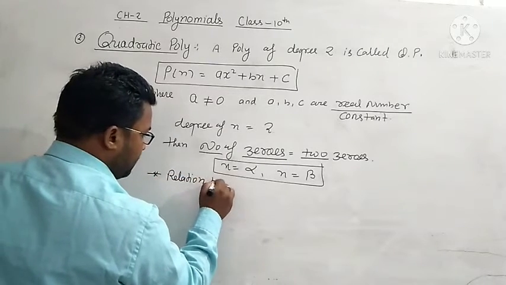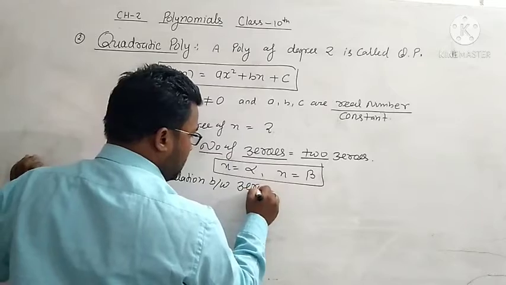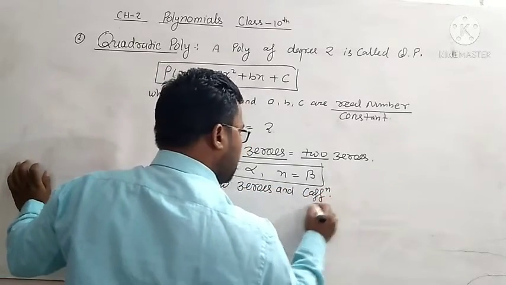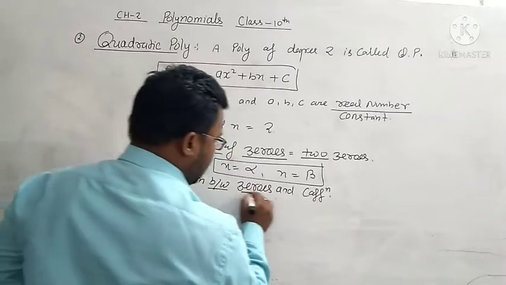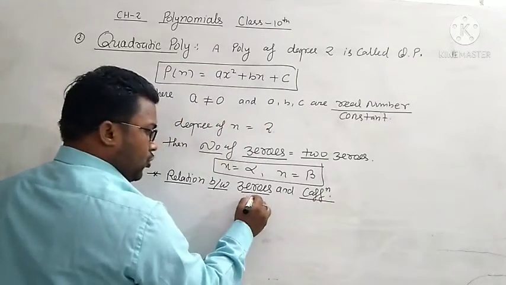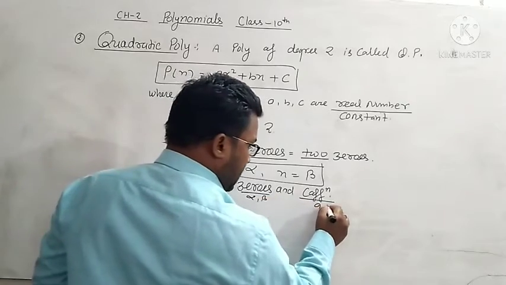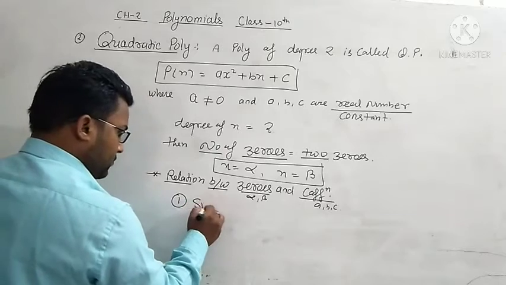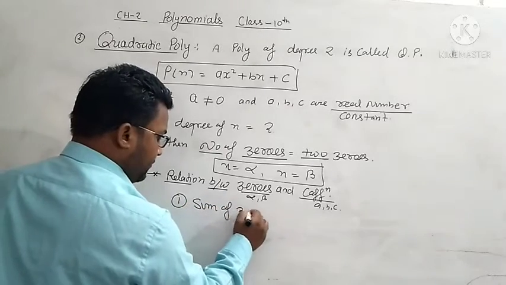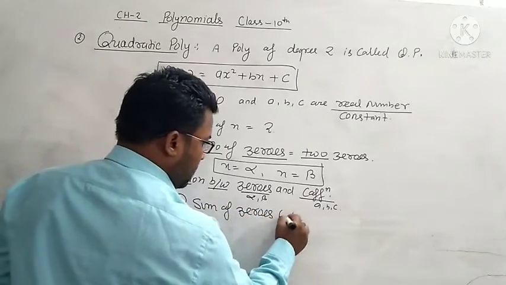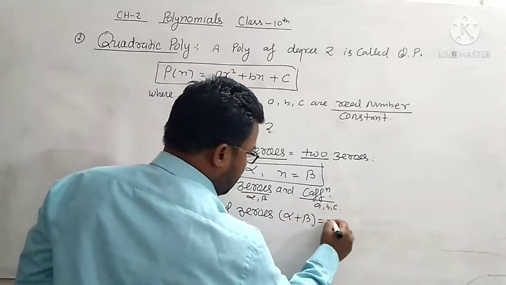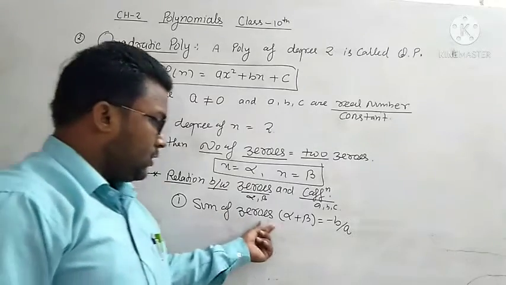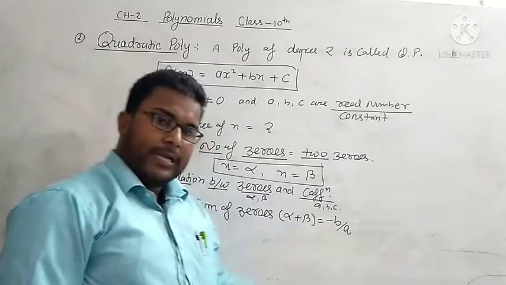X is equal to alpha and x is equal to beta is also defined the relation between zeros and coefficient. Means relation between zeros and coefficient. Zeros means alpha and beta, coefficient means a, b, c. So the first relation, sum of zeros alpha plus beta is equal to minus b by a.